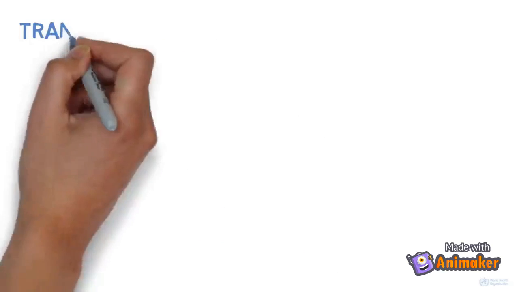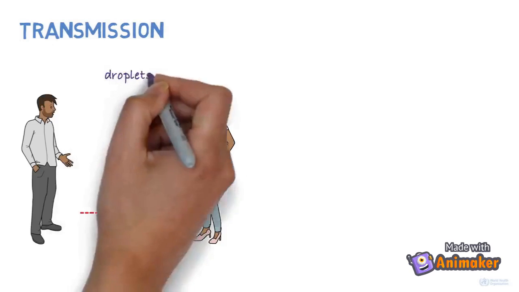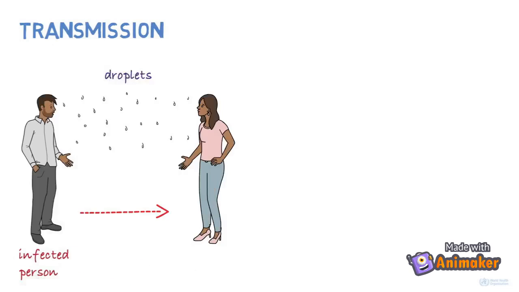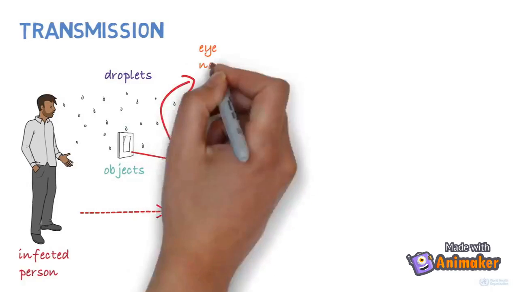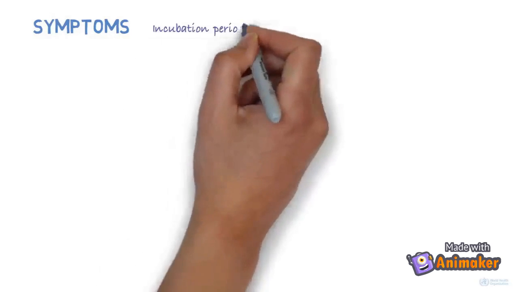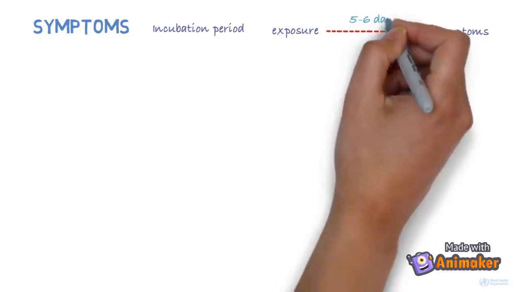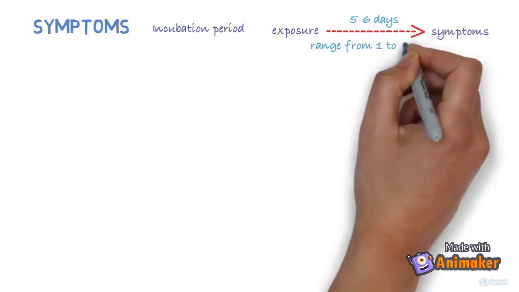How does the disease spread? The disease can spread from person to person through droplets, when an infected person releases those droplets through coughing, talking, or sneezing, for example, when close to another person. It can also spread when infected droplets land on objects, and when another person touches them and then touches their eyes, nose, or mouth. What are the symptoms? The incubation period, which is the time taken from exposure to the virus and development of symptoms, is on average 5 to 6 days, but can range from 1 to 14 days.